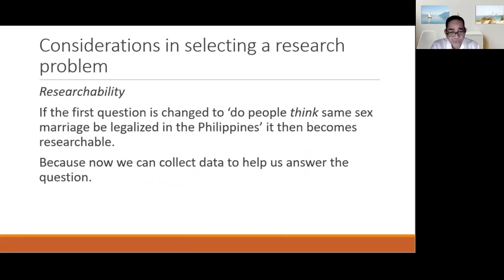Now, if the first question about same-sex marriage is changed to, do people think same-sex marriage should be legalized in the Philippines? Then it becomes researchable because now we can collect data to answer that question. Please remember, the problem question is researchable if it can be resolved through research by way of data collection. Now we can collect data to help us answer the question.